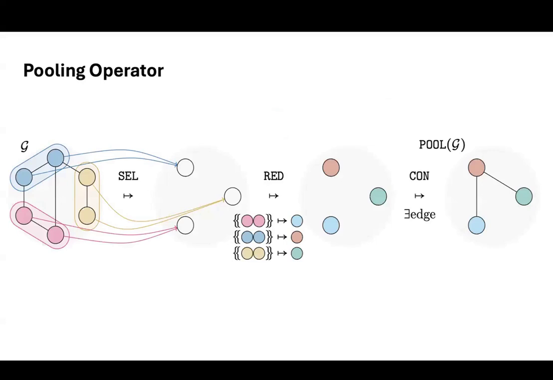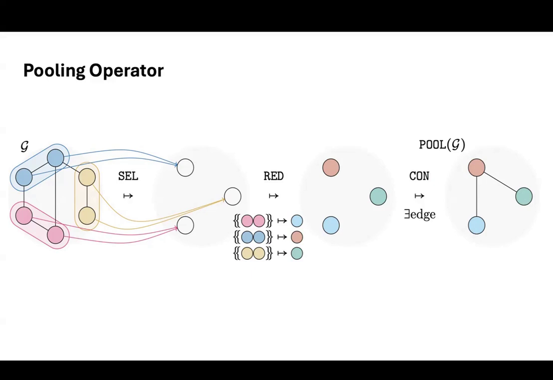Usually in graph neural networks, the graph size is decreased through the use of a pooling operator. A pooling operator is a function that maps a graph into a new graph with a smaller number of nodes. Every existing graph pooling operator can be expressed as a combination of three functions: the select function that clusters together nodes into supernodes, the reduce function that calculates the new features of the supernodes, and the connect function that creates edges between supernodes.